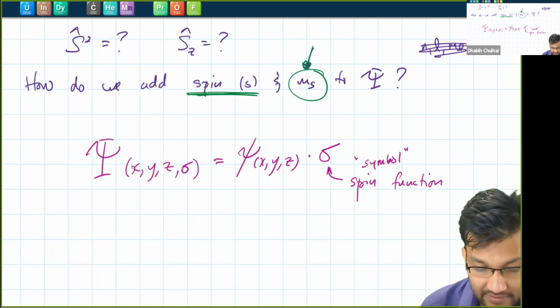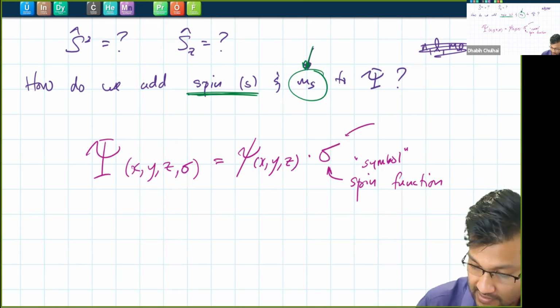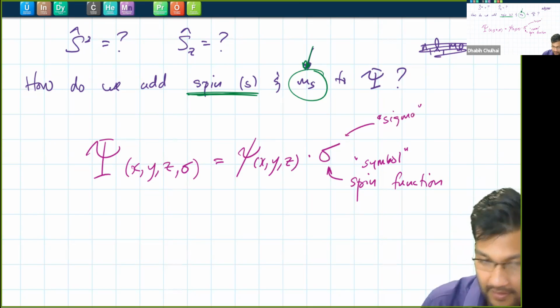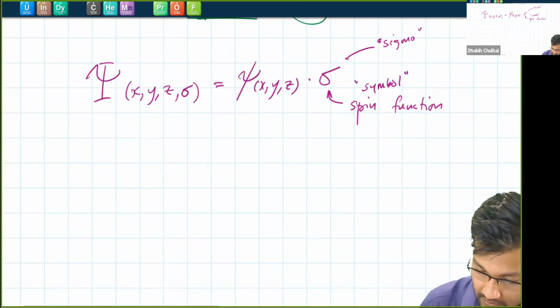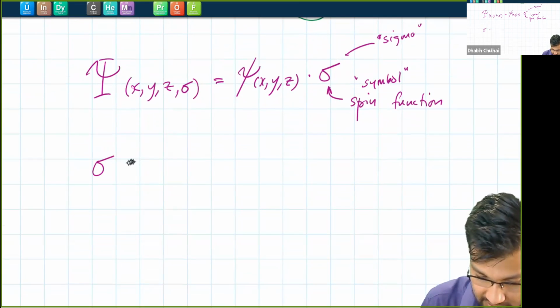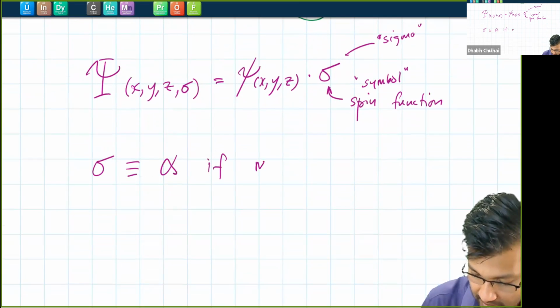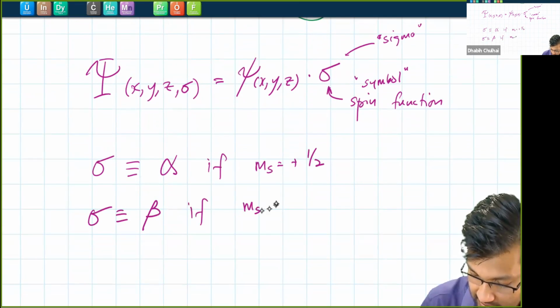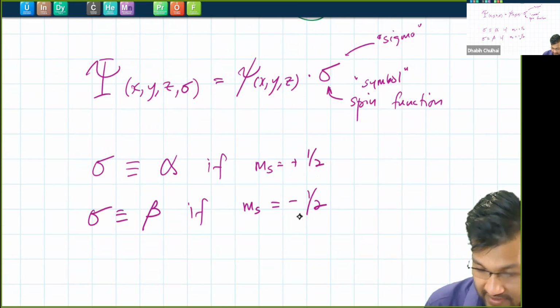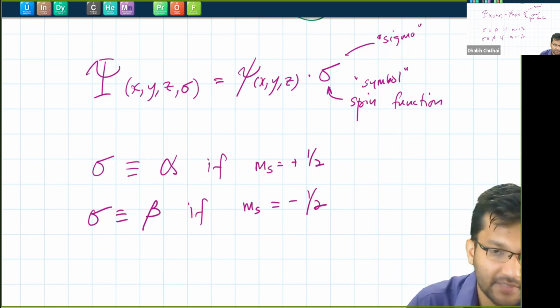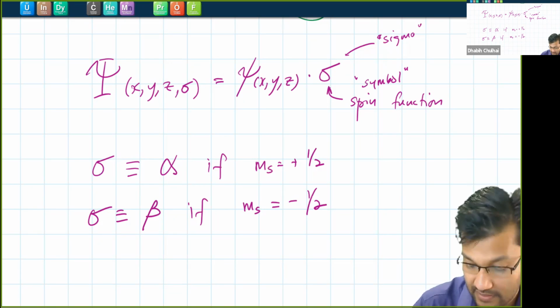Your textbook has it slightly differently, but I'm going to use this. This is sigma, the Greek letter for s, for spin. That's why I'm using it. Now sigma is going to be alpha if ms is equal to positive a half. This is my convention. And sigma is going to be beta if ms is equal to negative a half. So those are the two options. Remember, ms can only be positive or negative a half, so this sigma can only be alpha or beta. Sometimes you hear people talk about alpha spin and beta spin for electrons. This is sort of what they mean.